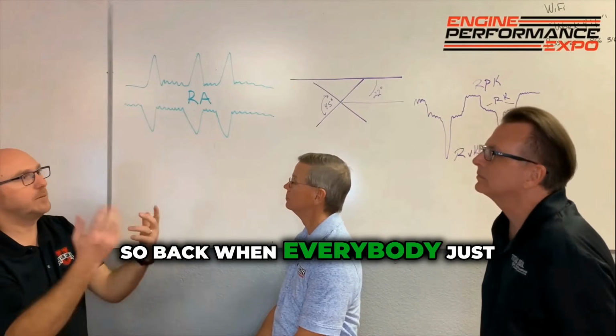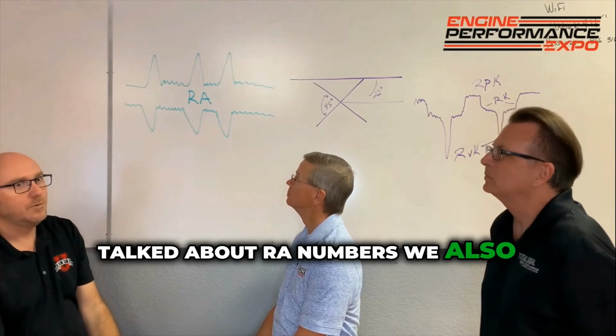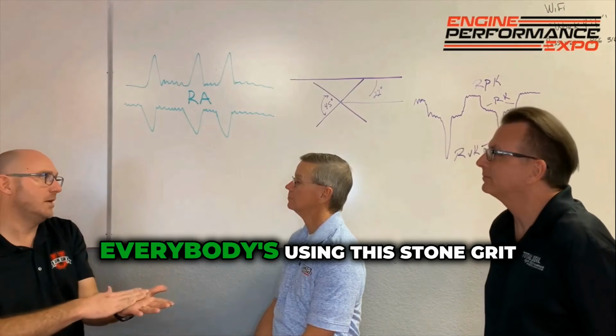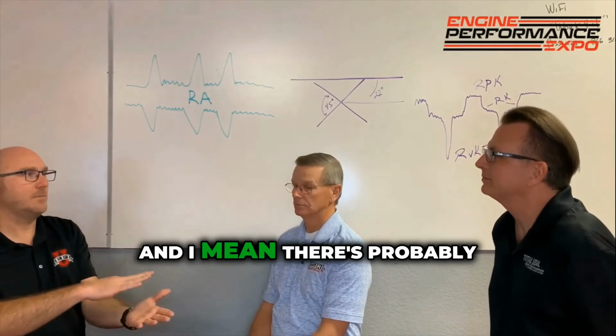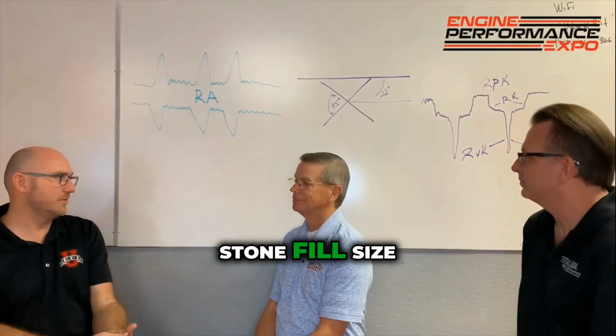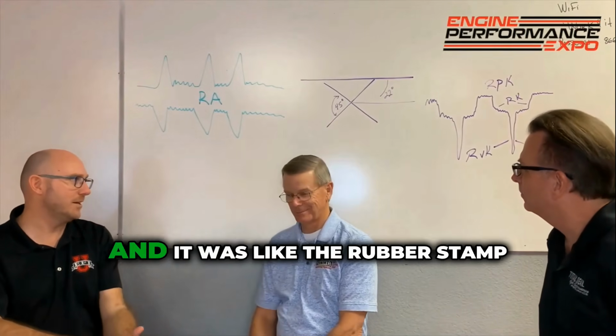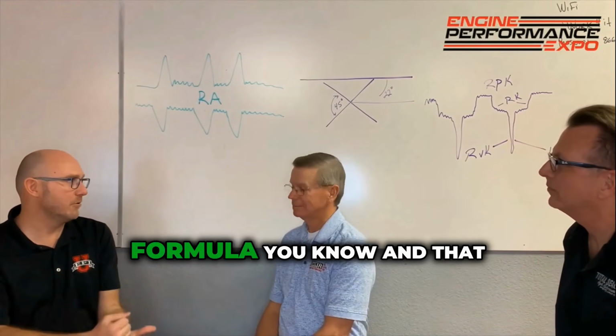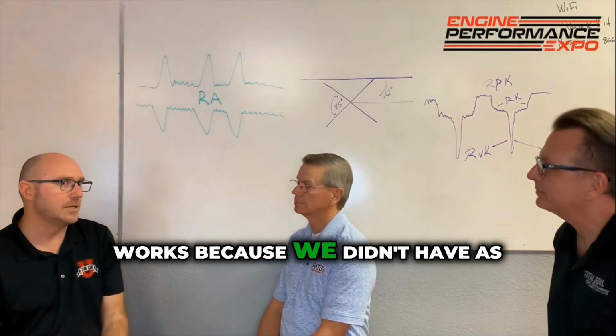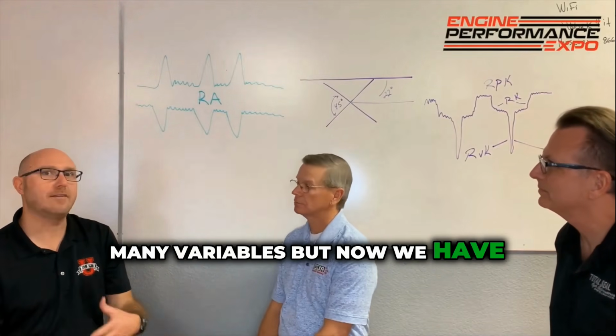So back when everybody just talked about RA numbers, everybody was using this stone grit. There's probably everybody who'd say, oh, use this stone, this grit size, and then you do this many swipes of this one. It was like the rubber stamp formula, you know. And that worked because we didn't have as many variables. But now we have all these variables.